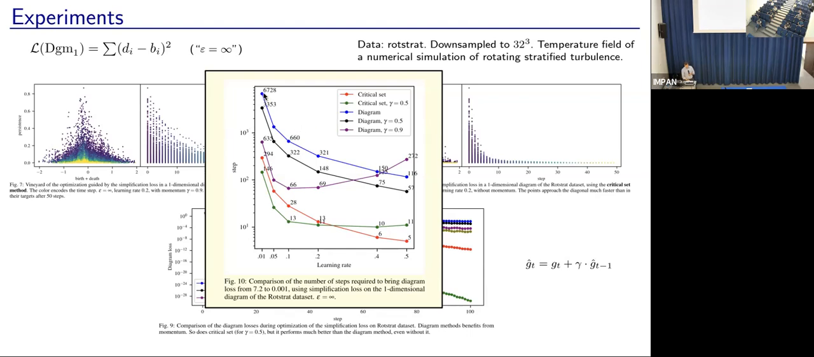And you see that the diagram method does okay, but for high learning rate, actually momentum hurts it as well. So this was your question, I guess, Mikhail, right? Oh, your question was about the critical set, right? And the critical set performs much, much better. In fact, you get roughly 10x fewer steps required for this compared to the diagram. So if you want to do this in practice, right, this buys you quite a bit.